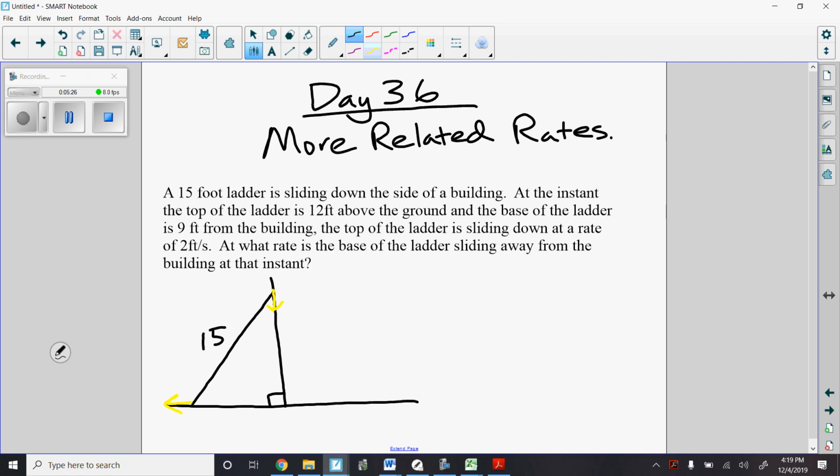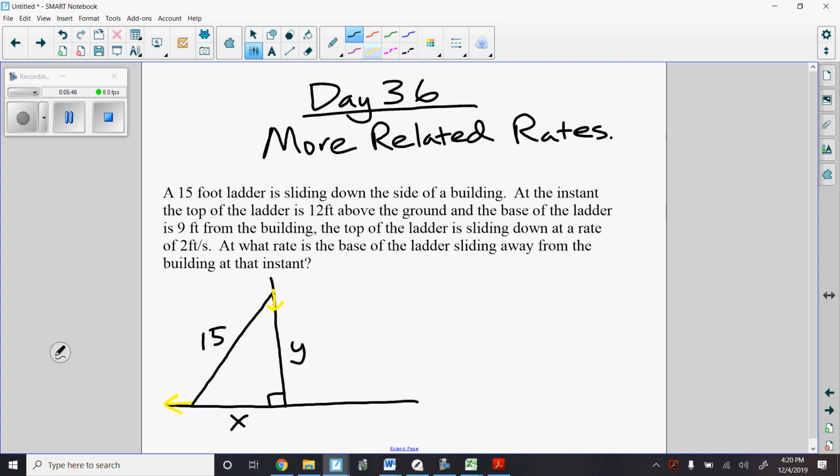But right now, I want to assign variables for that triangle. And I can use B and H, I can use X and Y. Whatever you use, just make sure you're consistent with that the whole time, okay? I'm going to call the bottom part X and the top part Y.